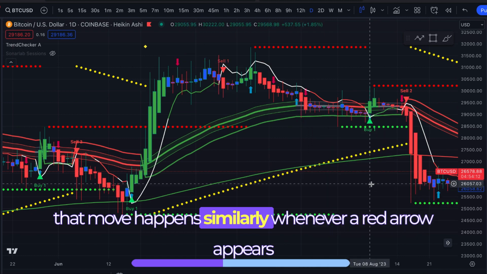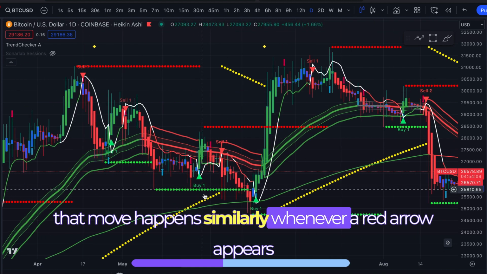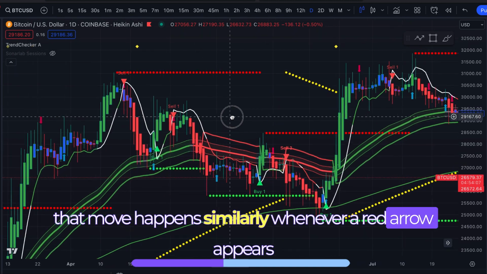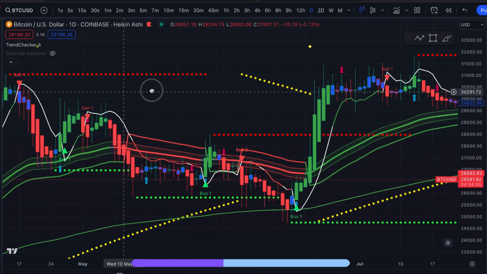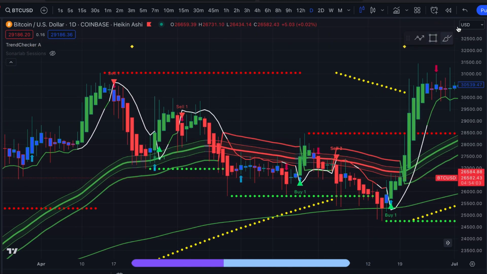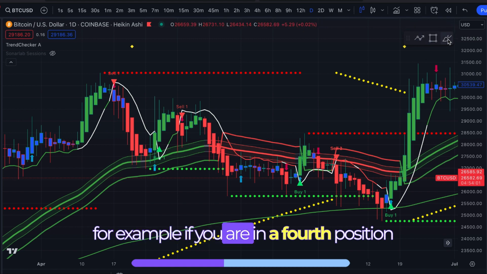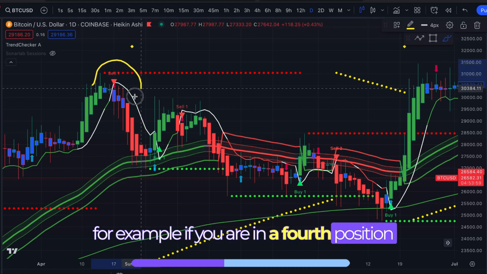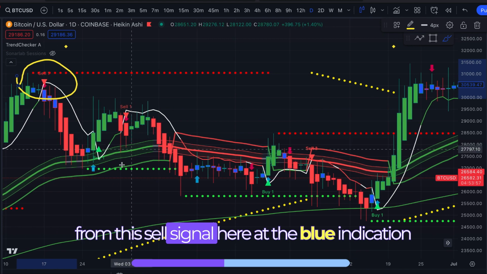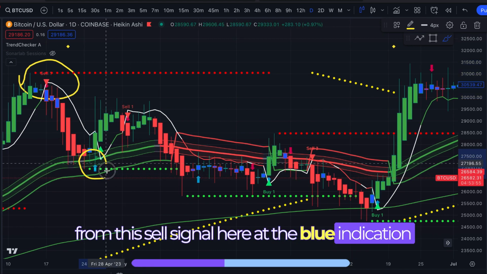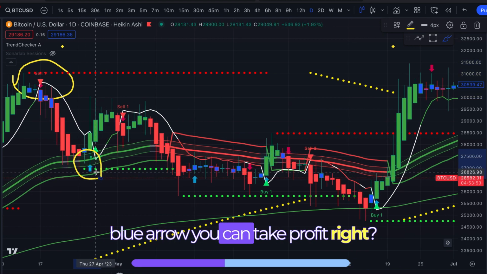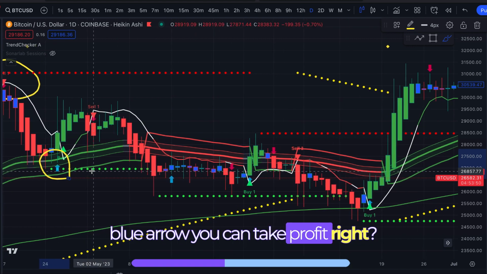Similarly, whenever a red arrow appears, you can, for example, if you are in a short position from this sell signal, here at the blue indication, blue arrow, you can take profit.